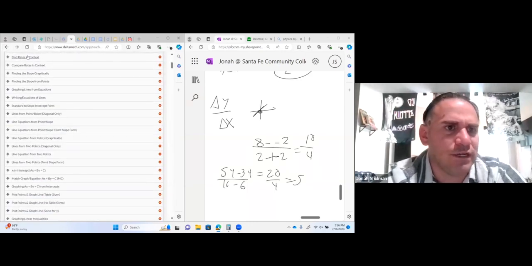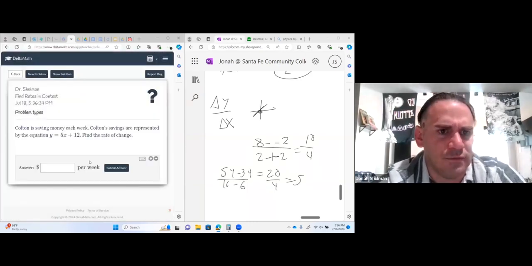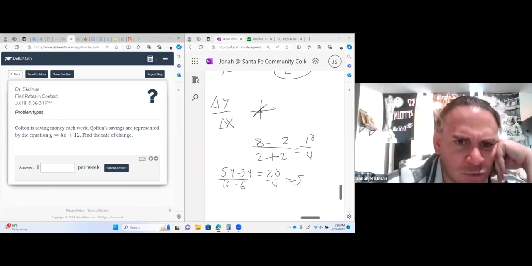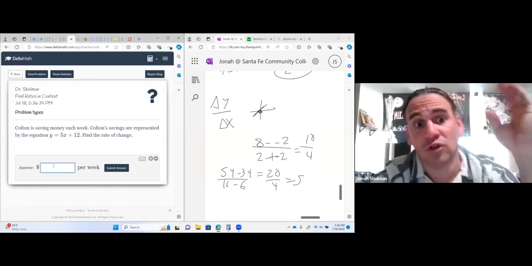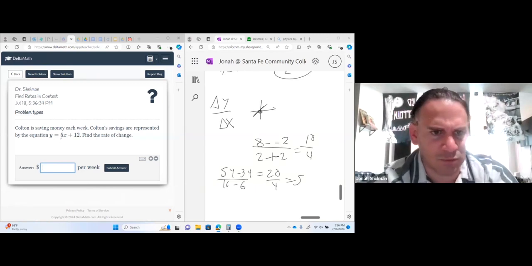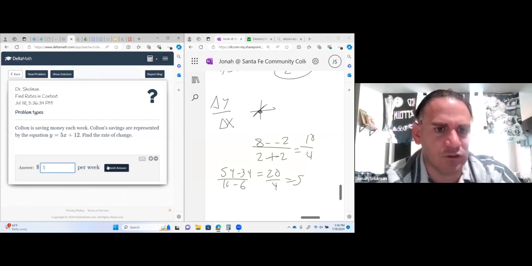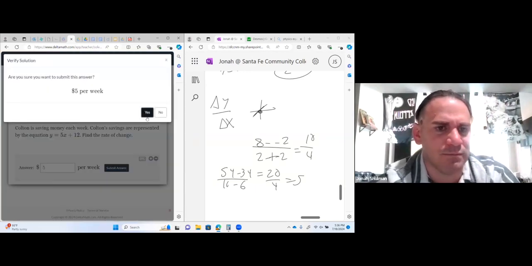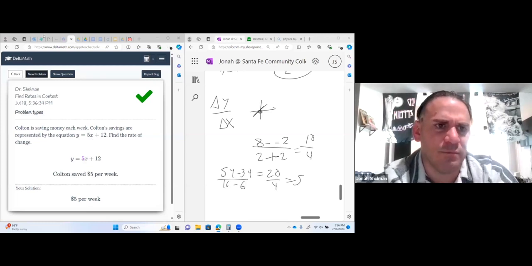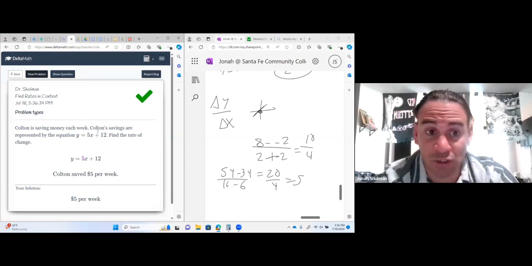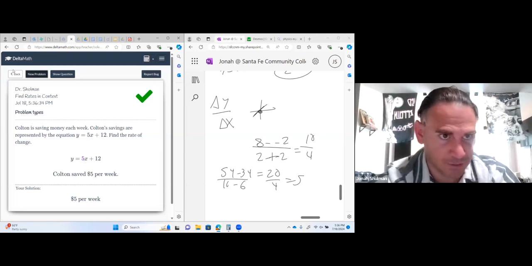All right, let's find this rate in context. Fulton is saving money each week. His savings are represented by this. His rate of change is the slope. The slope's right here. How much per week? It's +$5 per week. That's what it means. That's where the money is. That's the change. He started with $12. He's making $5 a week.